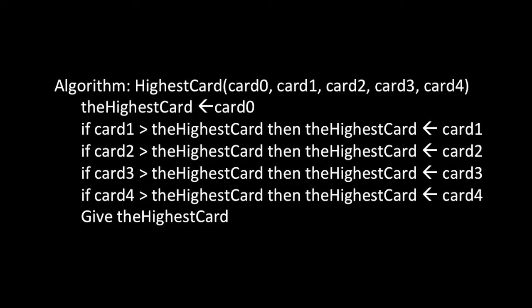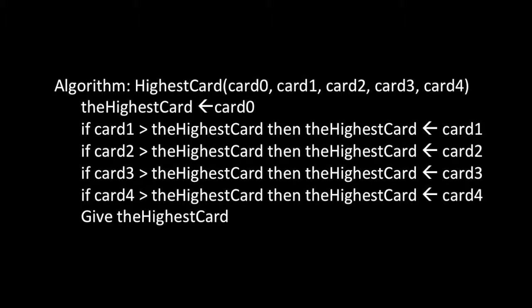So the first thing we'll do is take card 0 and put it in a variable called the highest card. Because it's possible that card 0 might be the highest card, and as long as no other card is higher, card 0 will be the highest card. So let's check to see if the other cards might be higher.